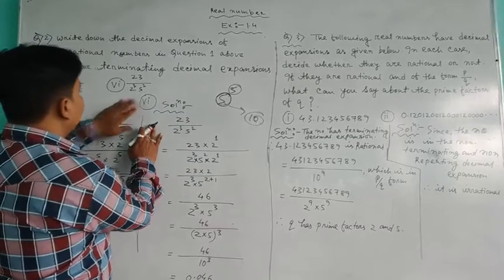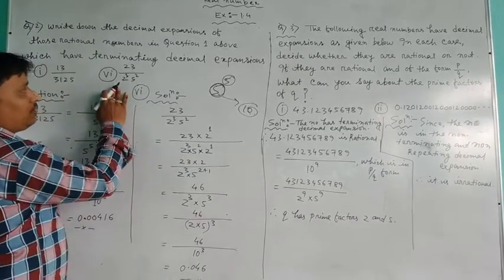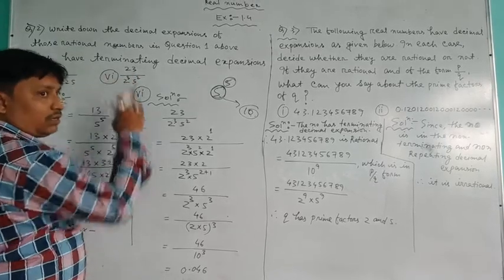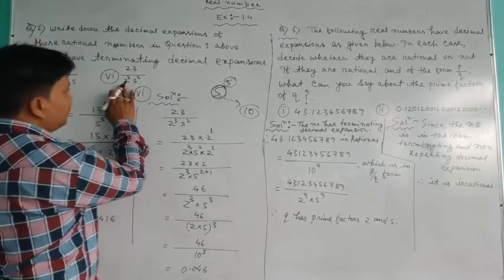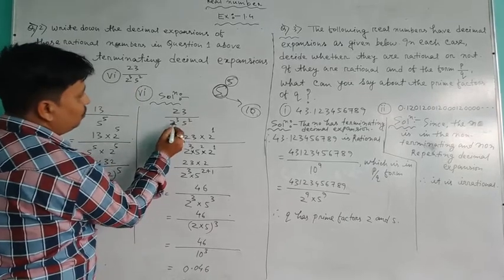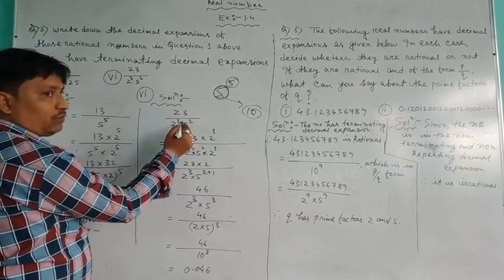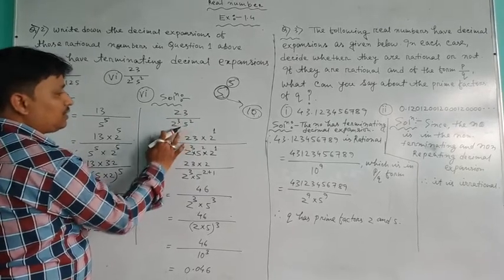Now see, question number 6 also has a terminating decimal expansion, as we already found in question number 1. So we are selecting this one. See 23 by 2 to the power 3 into 5 to the power 2. The denominator is already written in exponential form. Just you have to reduce the base into 10 base.